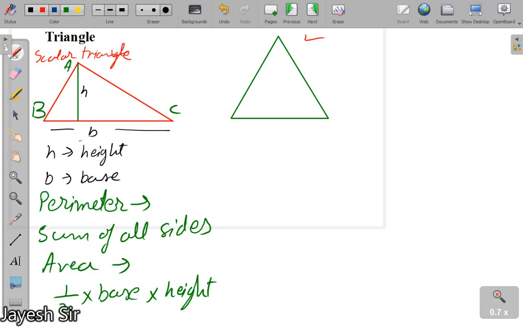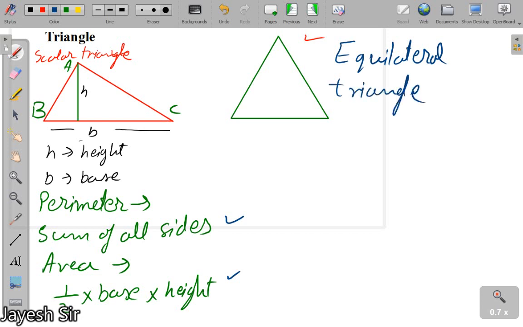Now we will move on to the next, the equilateral triangle. In an equilateral triangle, you can apply these two formulas as well. For an equilateral triangle, these formulas will apply anyway. Apart from that, there are two more formulas.